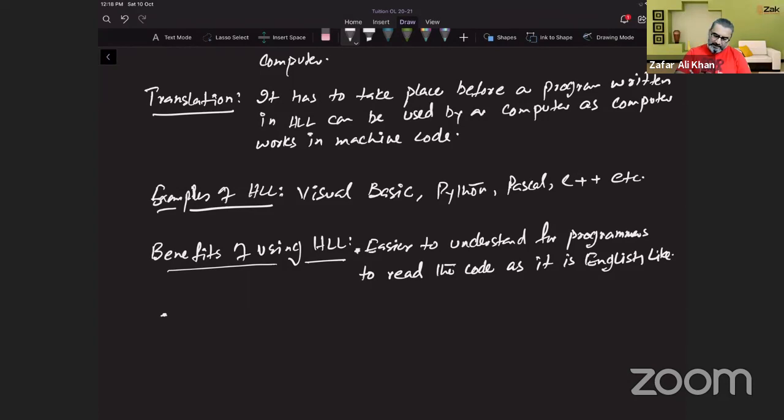All right. Second one, programs written in high-level languages are easier for a programmer to debug. All right. Number three, development time is less. Obviously, it is in human-like language, so development time is faster.